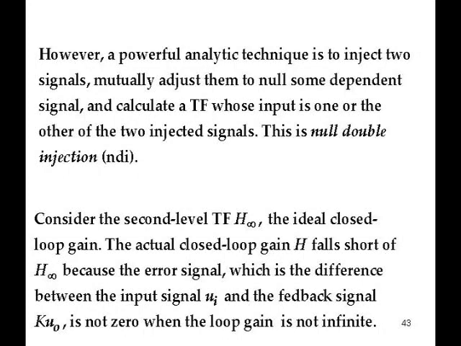Now, why is that relevant to this case? Consider this second level transfer function H infinity, the ideal closed loop gain. How can we actually calculate that from the circuit? The actual closed loop gain H falls short because the error signal, which is the difference between the input signal and the fed back signal, is not 0 if you don't have infinite loop gain.